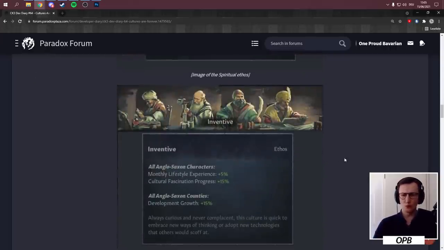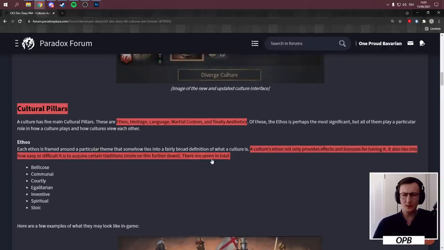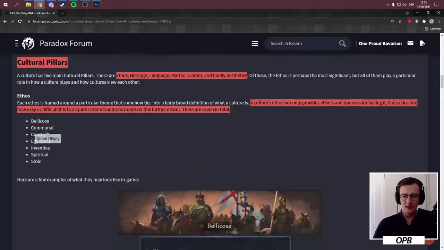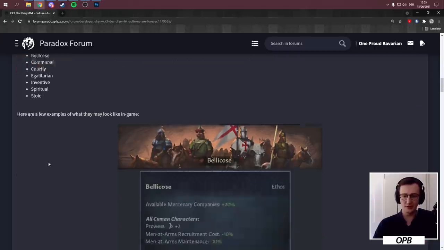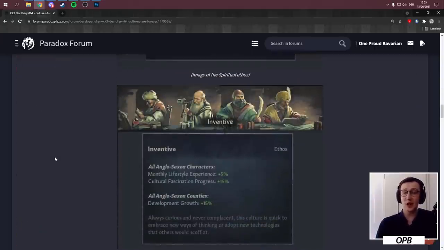I don't know what would fit there. Maybe stoic, maybe communal. Communal could be a good one. Maybe even egalitarian, depending on how the new society organizes themselves. And that is essentially how I view this. I don't think that if you start as, for example, inventive, that you should always be inventive. And I don't think, from what I can see here, this system addresses this yet, but I want to bring this up.